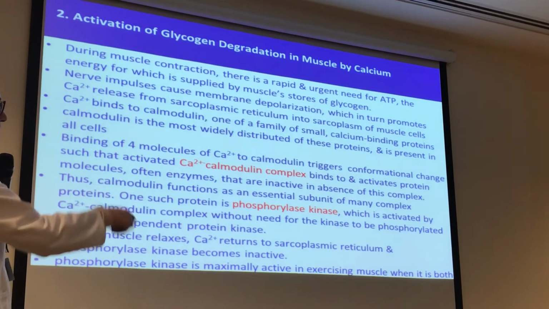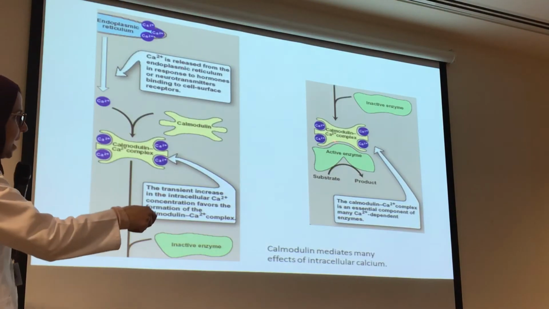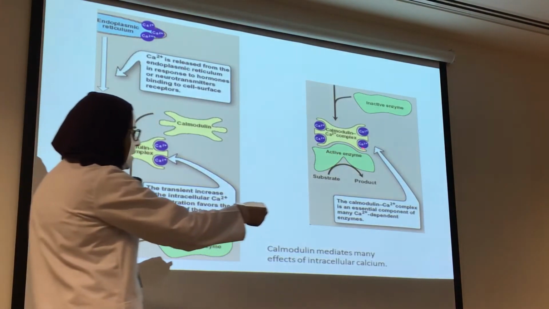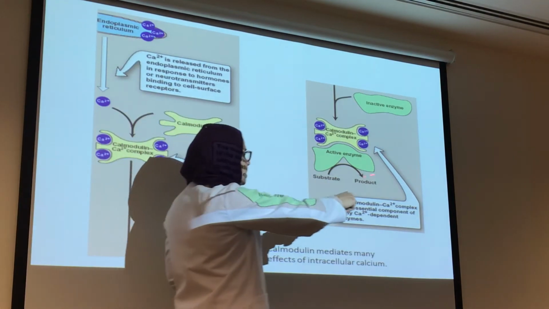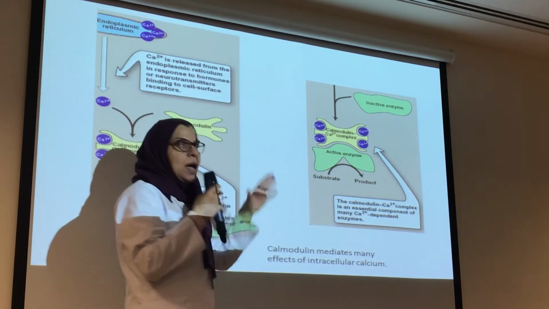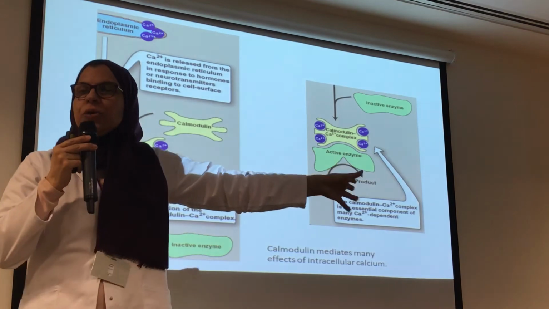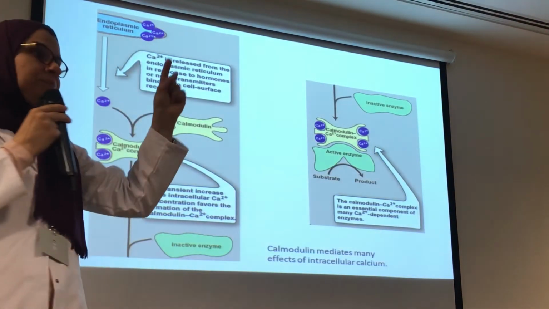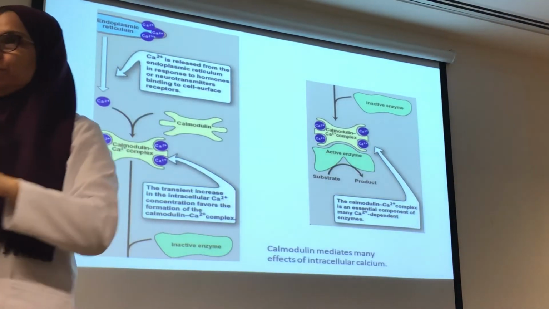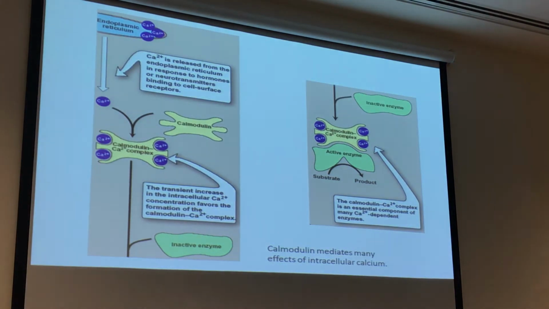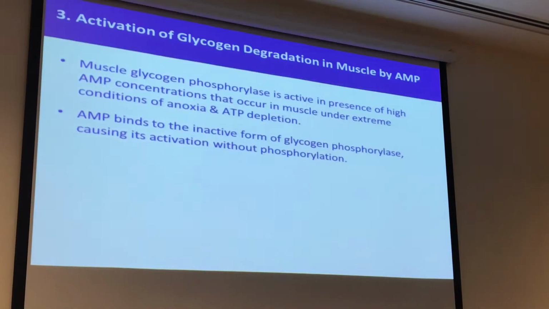So all of that is summarized here. What's this enzyme here? You can add a note to know: this is the phosphorylase kinase. What does it do? It will activate the enzyme glycogen phosphorylase by adding a phosphate group. So this is regarding calcium. We mentioned AMP.